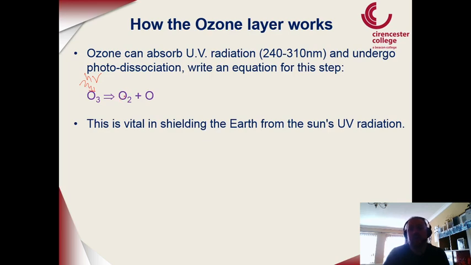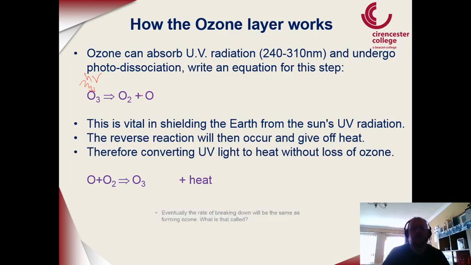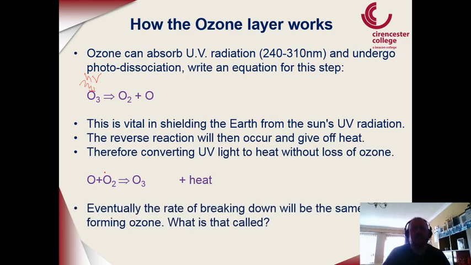Now, what can then happen is the O2 and O can come back together, forming ozone again. So it sort of keeps itself going. This is the reverse reaction happening, and it gives off a little heat in doing that. The heat's not really that important, but what we can see is it's a reversible process. And because the radiation is being absorbed by the ozone molecule and breaking it up, it's effectively taking out that radiation from the atmosphere.